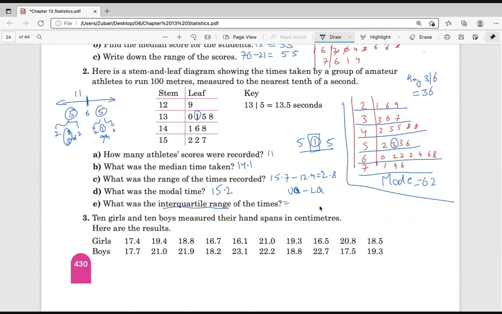Lower quartile is 13.1. And 1, 2, 3, 4, 5, 6, 7, 8, 9. This is 15.2. So 15.2 minus 13.1, and the interquartile range is 2.1. Any confusion? No, sir.